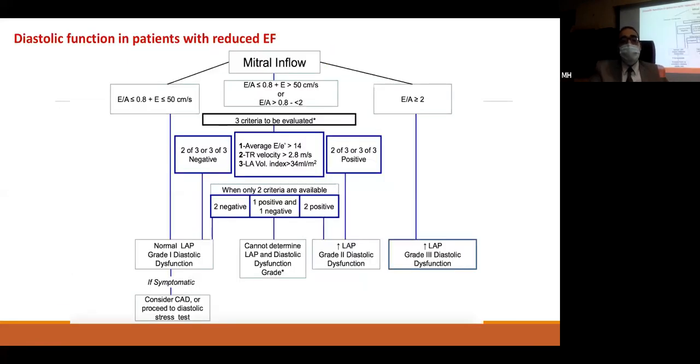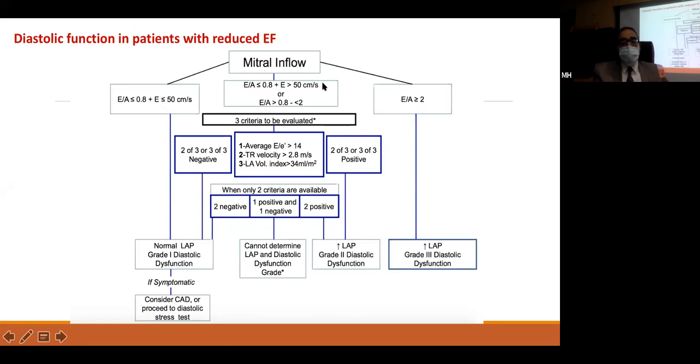What about patients with reduced ejection fraction? Here, you assess the mitral inflow velocity. You see the ratio. If there's a grade 3 diastolic dysfunction, the left atrial pressure is definitely high, so this is a grade 3 diastolic dysfunction in patients with reduced ejection fraction. If the ratio is 0.8 or less, and the E velocity is less than 50 centimeters per second, this is normal, or may be a grade 1 diastolic dysfunction.